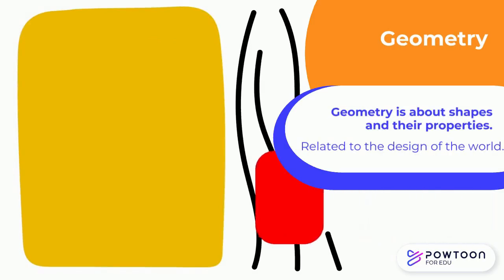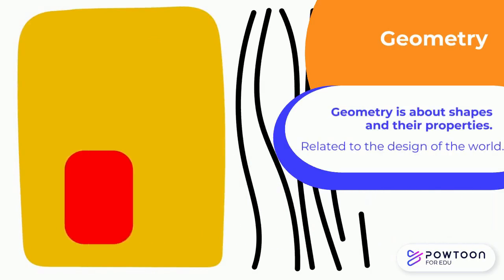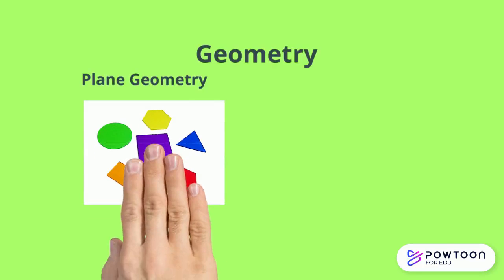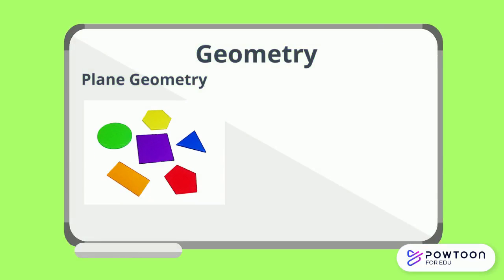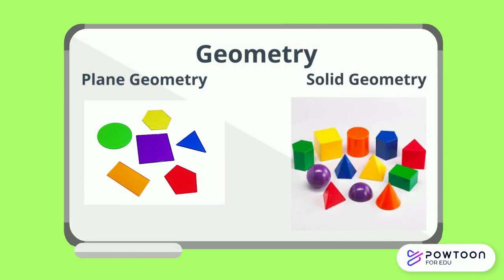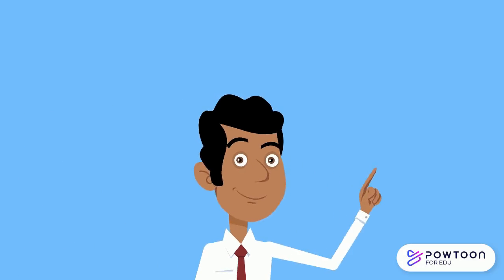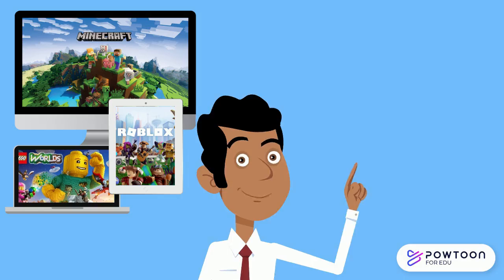In video games, it is closely related to the design of the world. The two most common themes are plane geometry, that deals with the flat shapes that can be drawn on a piece of paper, and solid geometry, that deals with the objects in three-dimensional space, that is the space in which we live. In many games, everything is formed from the mixture and combination of three-dimensional figures, polyhedra and non-polyhedra.